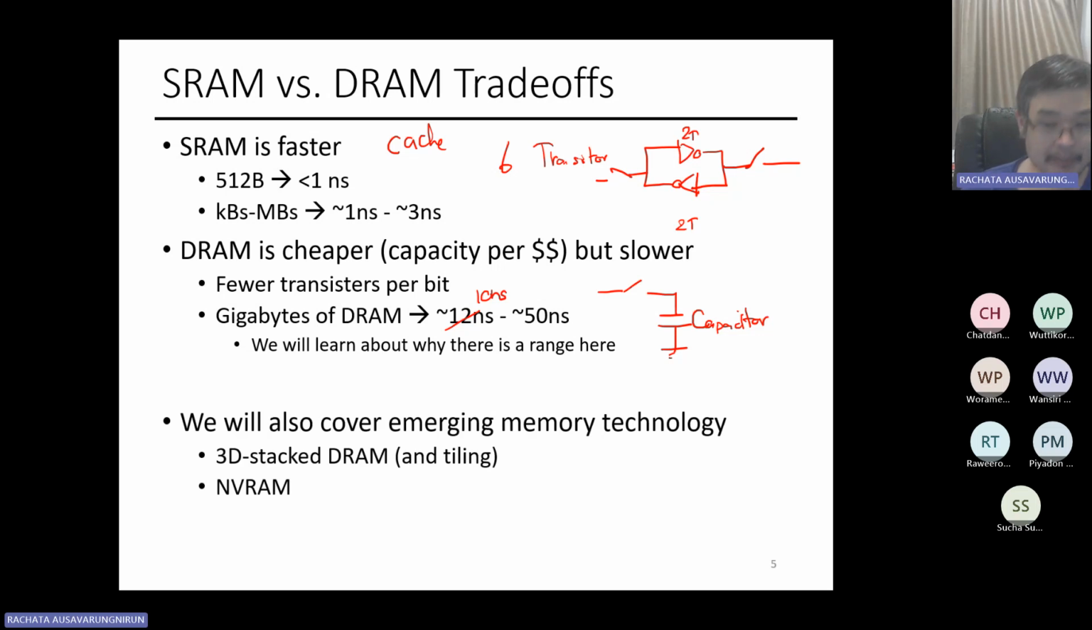We also cover emerging memory technology like 3D stacked DRAM and tiling later on in this course. Also NVRAM, non-volatile RAM, which works more like an SSD but is really, really fast. Right now you cannot buy a device that does NVRAM, but it's likely to come into the market within the next 10 years. It will make your memory a lot bigger.